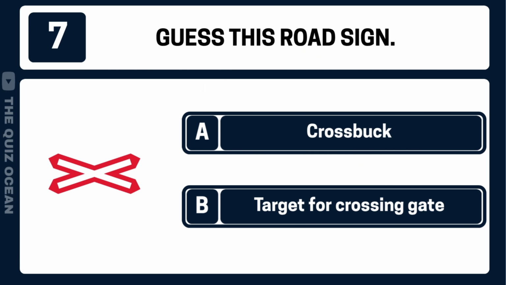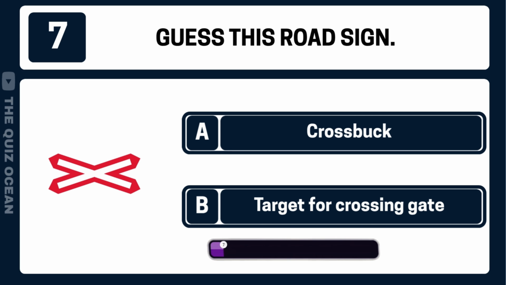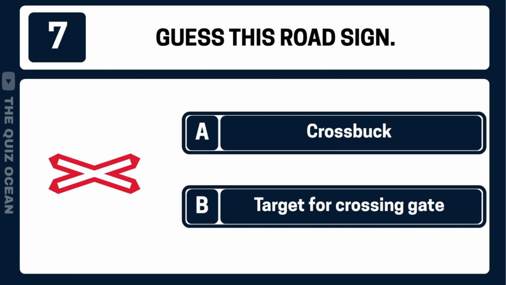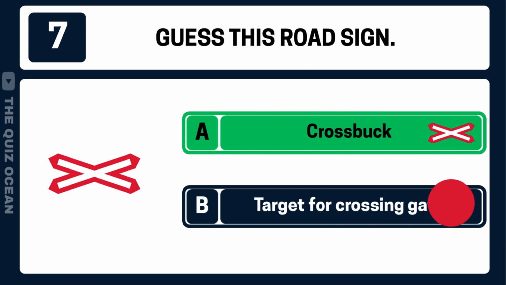Guess this road sign. A. Crossbuck. B. Target for crossing gate. The answer is A. Crossbuck.